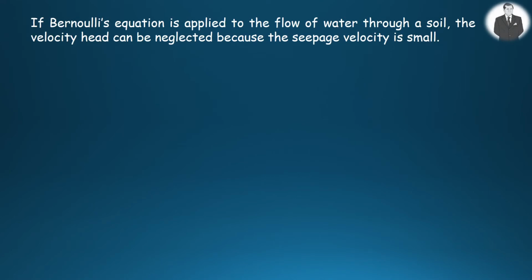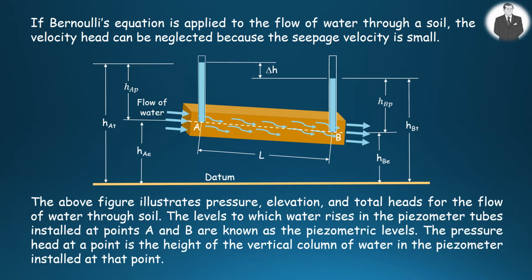If Bernoulli's equation is applied to the flow of water through a soil mass, the velocity head can be ignored because the drainage velocity is very small. In the figure above, pressure, elevation, and total heights for the flow of water through soil mass are illustrated.